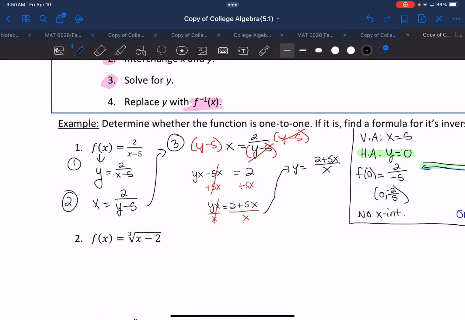So the last step up here is to replace the y with the inverse notation. So I'm just going to rewrite this y for step 4 as f inverse of x equals 2 plus 5x over x. So this is the inverse formula for the inverse function of the original.